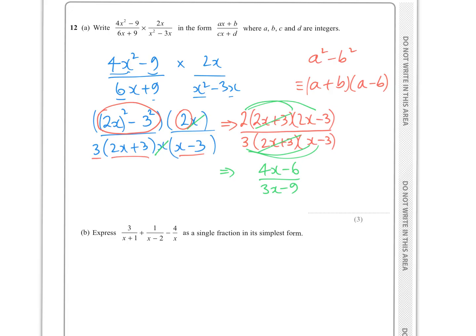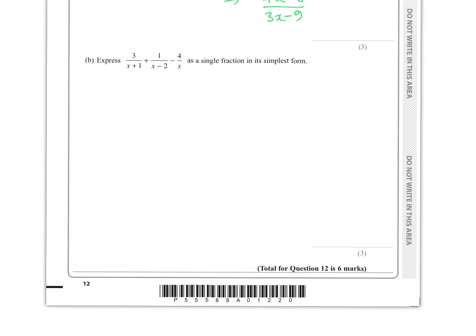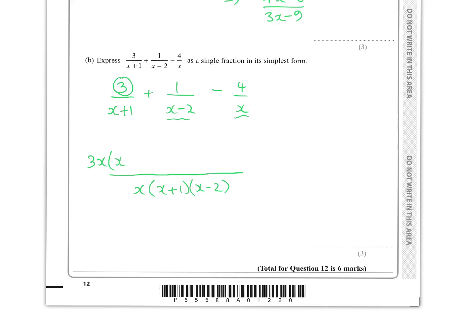So the next part, we've got 3 over x plus 1 plus 1 over x minus 2 minus 4 over x. Well, we would like a common denominator of x plus 1, x minus 2. So for this one, we're going to have to times top and bottom by what was missing. So we want to times by x minus 2 and x. So in other words, x minus 2, we'll do it in that order.